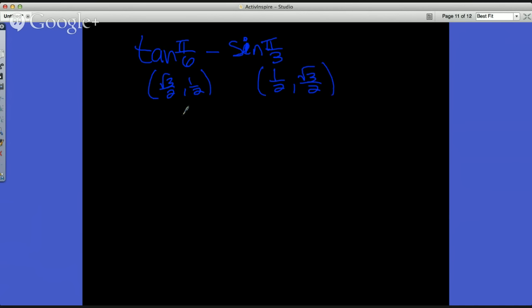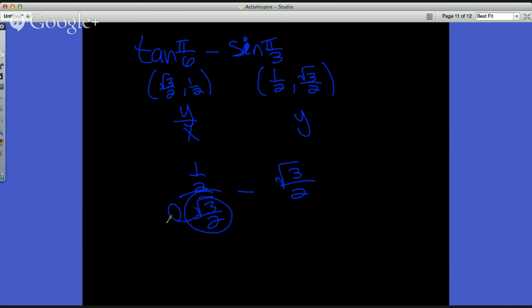Well, with tangent, we're going to do y over x, where sine is simply y. So when I do y over x, I get 1/2 over square root of 3 over 2 minus, and what's the y on this side? Be square root of 3 over 2. And I'm going to flip this and multiply by the top. So I'll have 1/2 multiplied by 2 over square root of 3. 2's are going to cancel now. Little cancel party, and I'll get 1 over square root of 3 minus square root of 3 over 2.